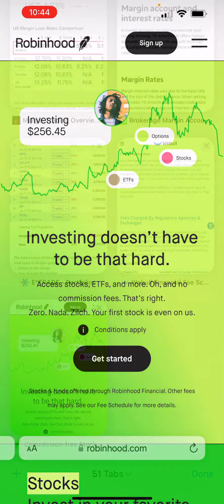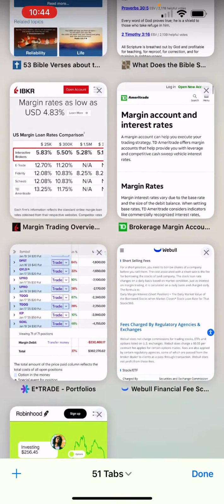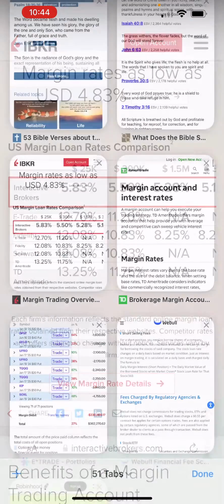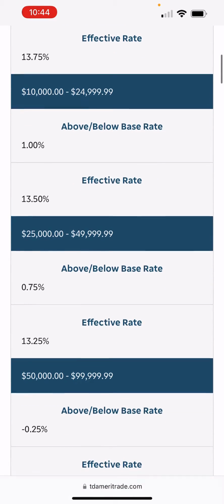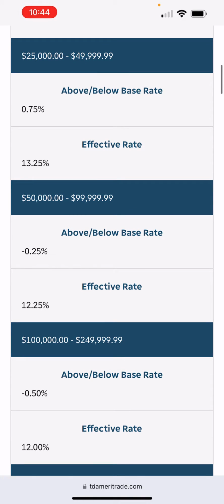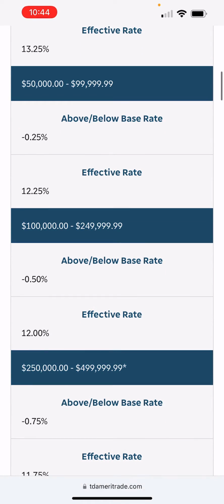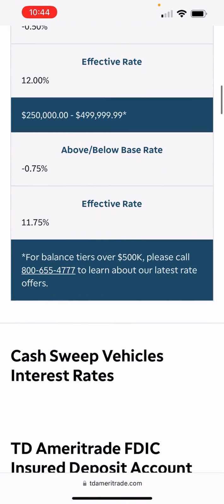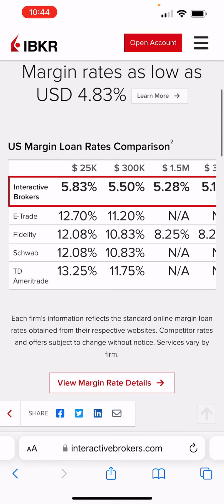I've heard negative things. I'm not trying to be negative about it. These are just the facts, presenting the information, just like I'm presenting this other information with Interactive Brokers, TD Ameritrade. Let's just verify. Was Interactive Brokers right? They said it was 12%. So I guess 13. So yeah, Interactive Brokers was pretty much correct about TD Ameritrade's rate here.